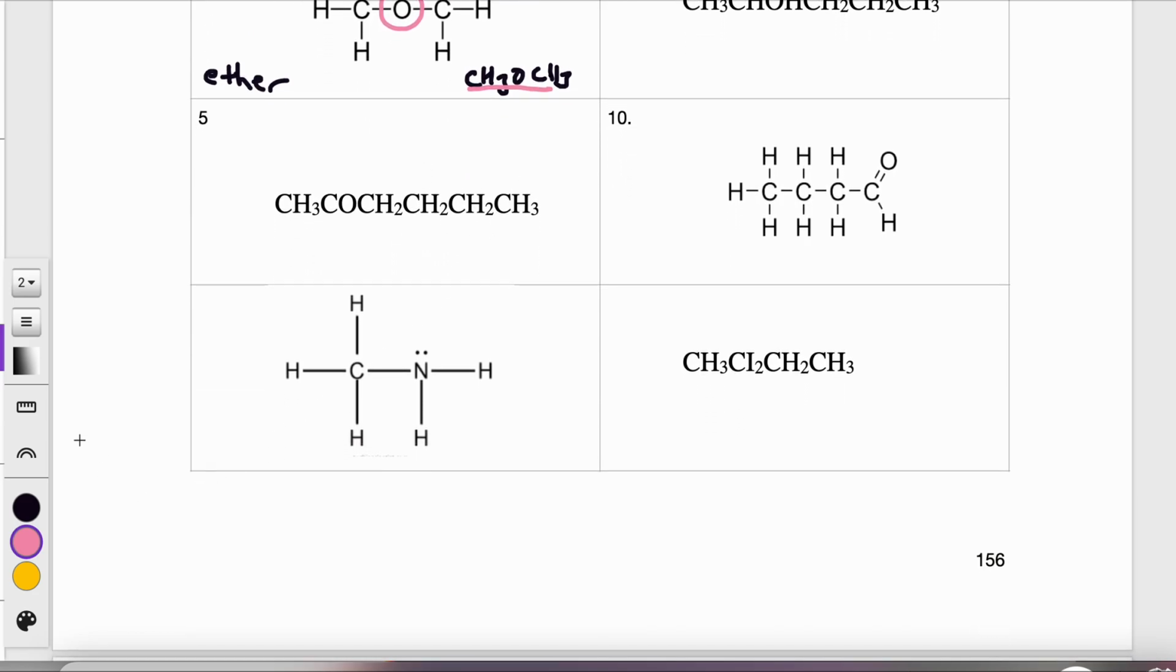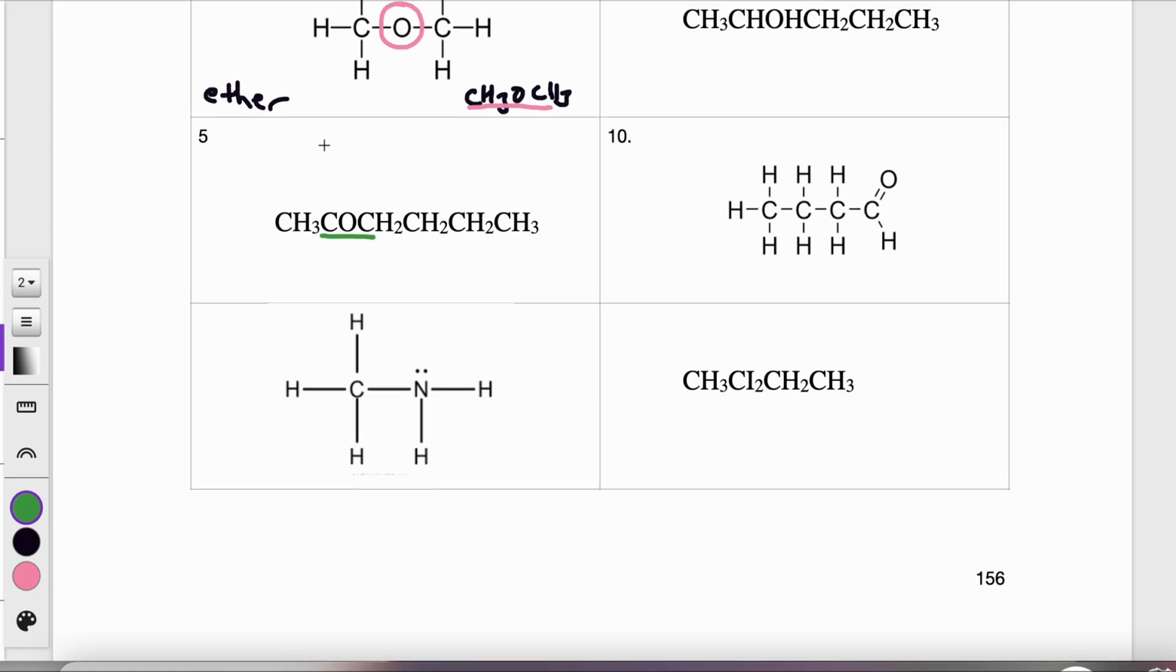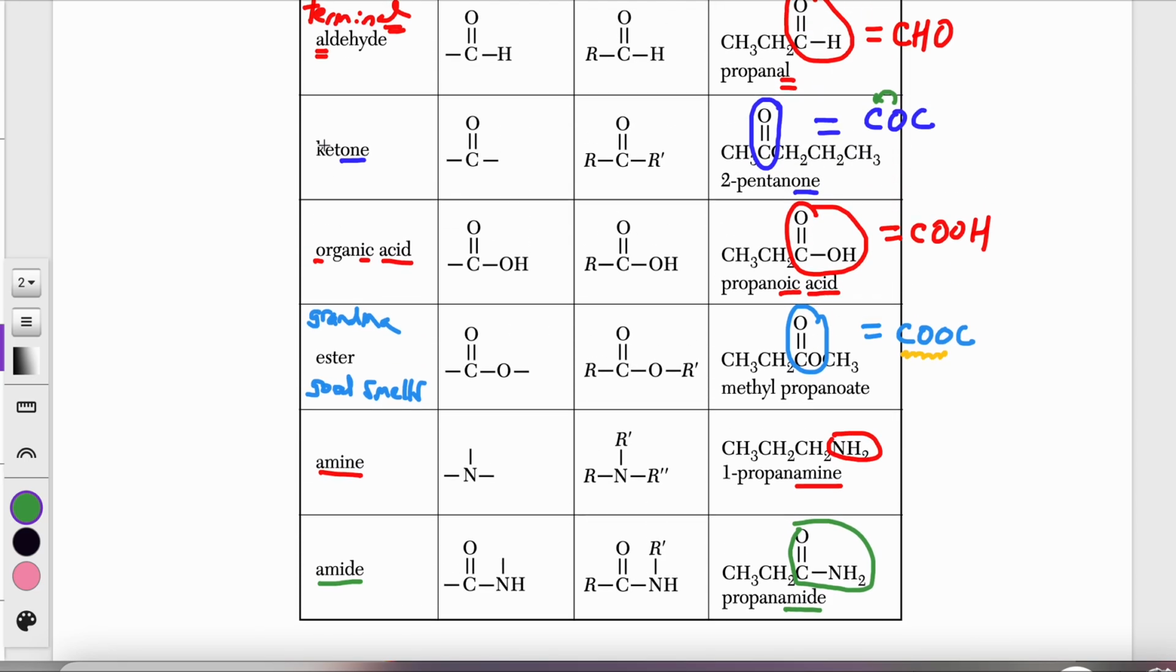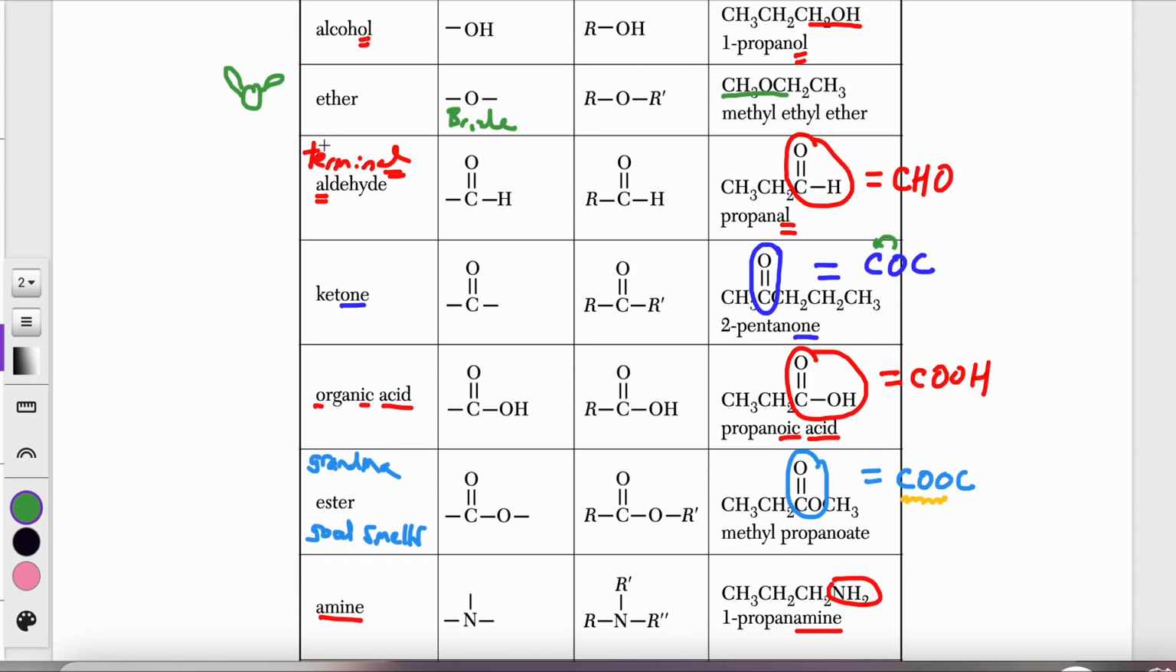Okay, so when I take a look at the next one, it's mostly carbons and hydrogens, but I see this COC. It's not cook like grandma, right? It's not chocolate, because chocolate is not CHCOC. So this is not an ether. This is not grandma. So I need to go up and take a look at my notes.